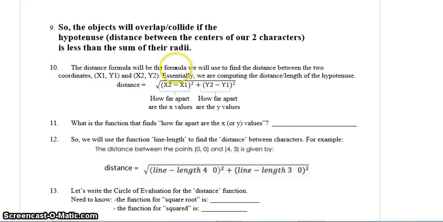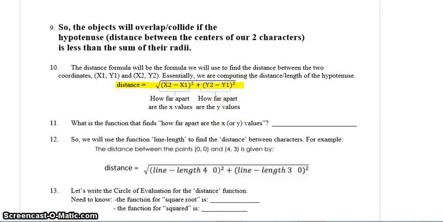The distance formula is the formula we will use to find the distance between two coordinates, in general x1, y1 and x2, y2. Essentially we're computing the length of the hypotenuse. It's the square root of x2 minus x1 squared plus y2 minus y1 squared, where x2 minus x1 represents how far apart the x values are, and y2 minus y1 represents how far apart the y values are.